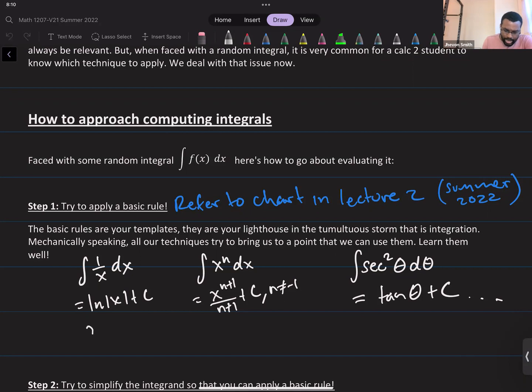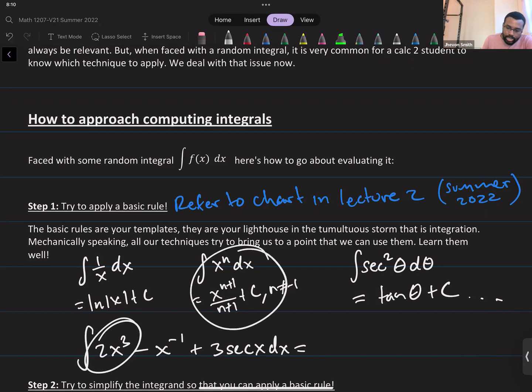So you can have, like, the integral of 2x cubed minus x to the -1 plus 3 secant x dx. And you know that this is just a bunch of basic rules together, right? The first one is the power rule, this one is the ln rule, and this one is just a trig integral that you would have the formula memorized for.